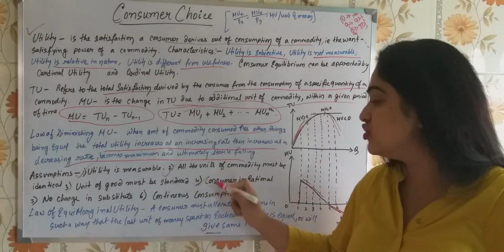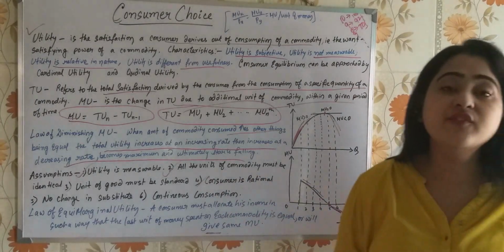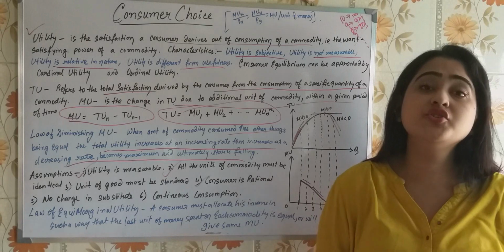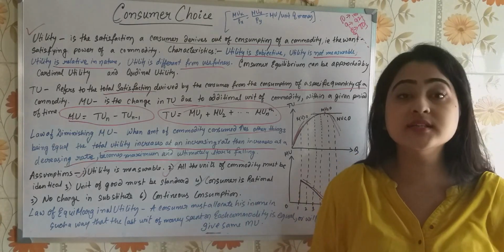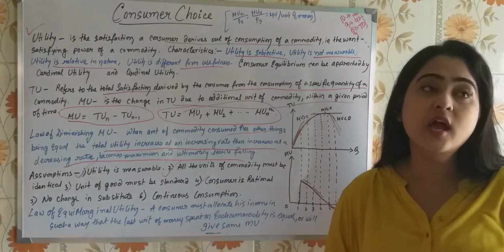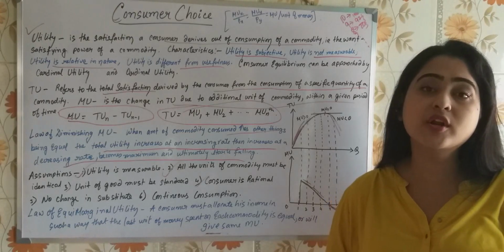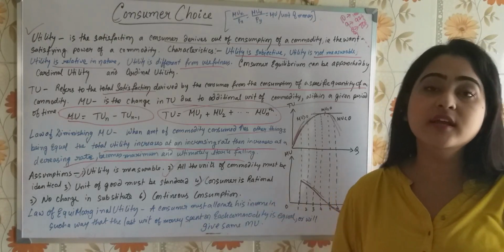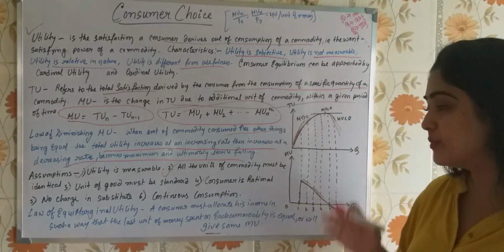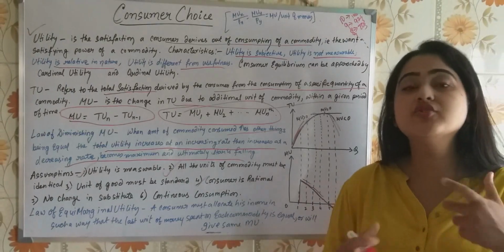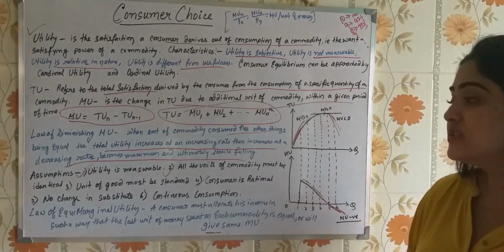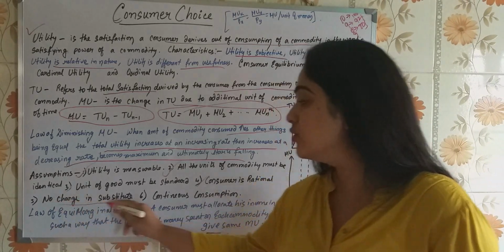Next is what? Consumer is rational. Definitely the consumer should be rational. Consumer should not be someone biased. He should not be biased like, I will just have a Bisleri bottle and not a cane liquor bottle, whatever. So the consumer should be rational. He should not be biased. Okay. Next is no change in substitute.